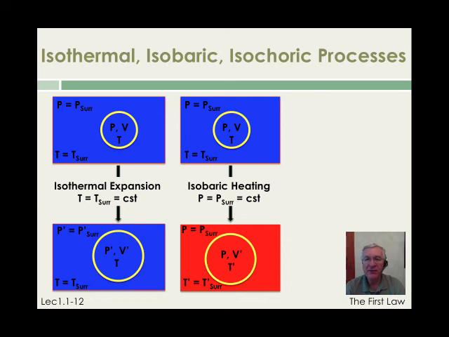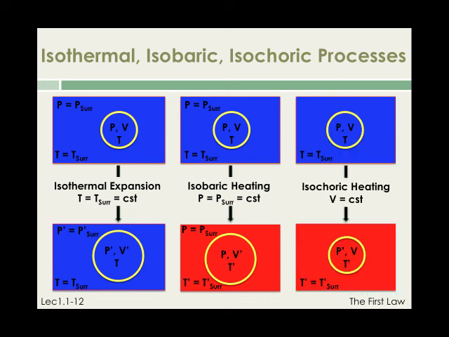Finally, we define isochoric processes as any process for which the system's volume does not change. In the second lesson of this chapter, we will talk about isothermal compression or expansion of gases. We will also discuss isochoric or isobaric heating or cooling of substances.